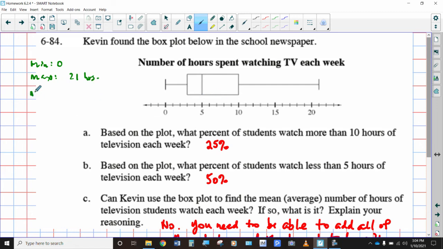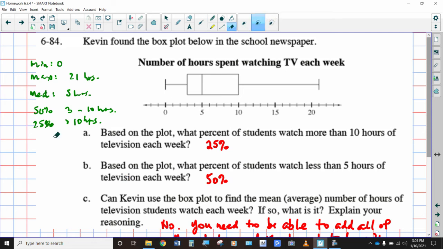The median was 5 hours. I know that 50% of the students watched between 3 and 10 hours of TV. I know that only 25%, that's supposed to say percent, 25% here watched more than 10 hours. So I'm not even answering any questions yet. I'm just thinking about the problems, just thinking about the box plot and interpreting this box plot.